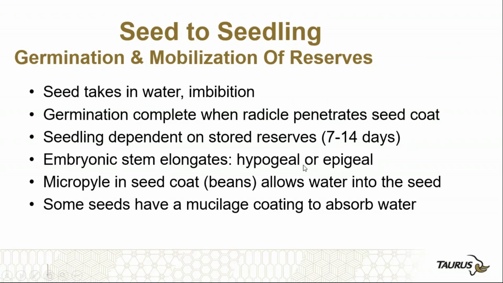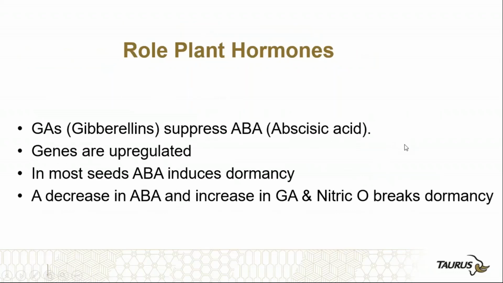There's sort of two embryonic kinds of elongations. There's stem elongations. There's a micropyle, and I'll show you that, in beans that allows water to come in. And some seeds have mucilage on them. Seed germination is regulated after imbibing water. First, it has to imbibe water, and that stimulates the messenger RNA to start producing hormones. I'll show you the pictures in the aleurone and the scutellum of wheat.